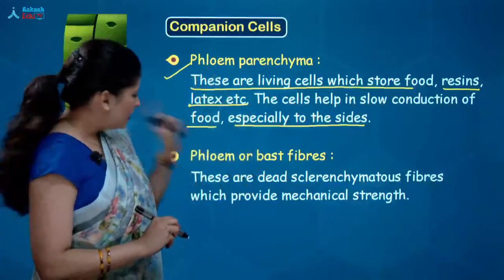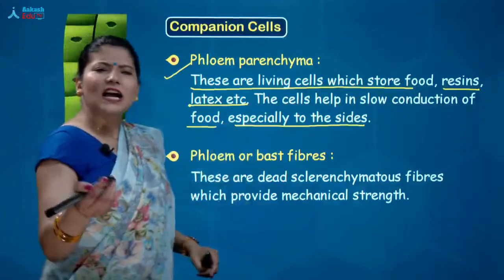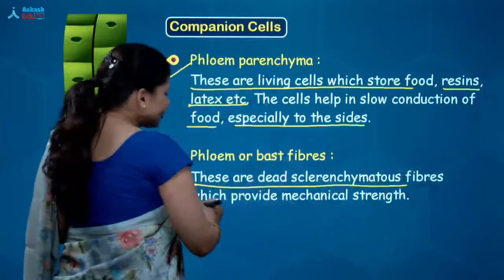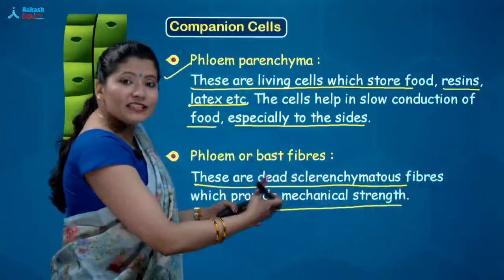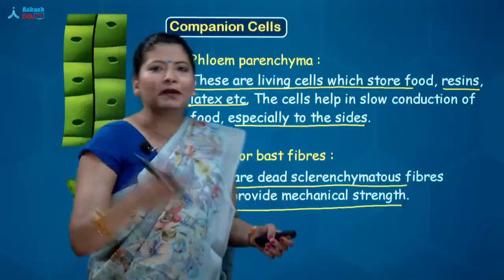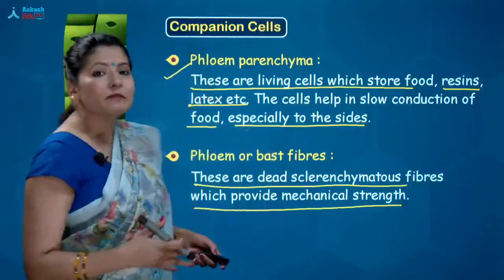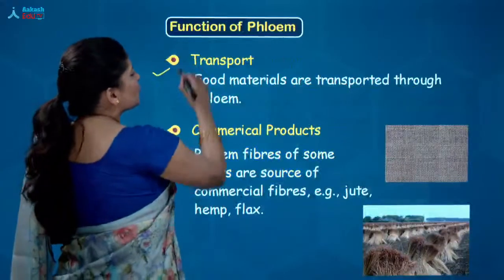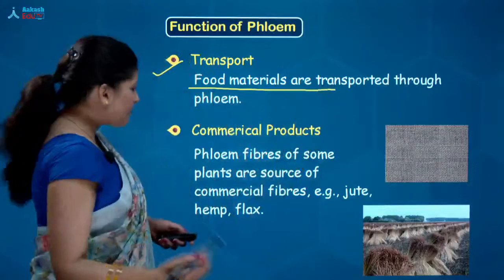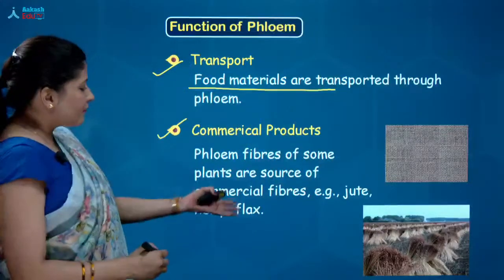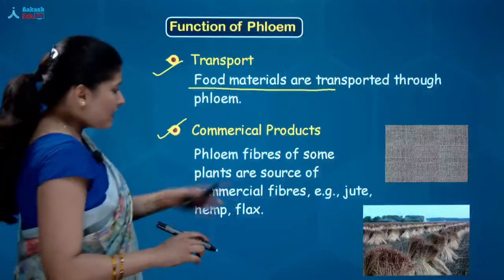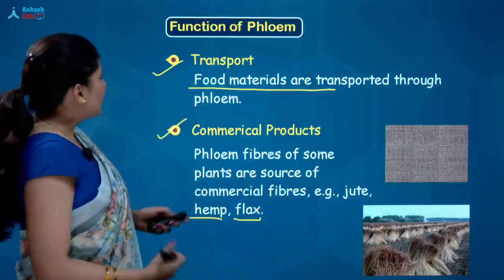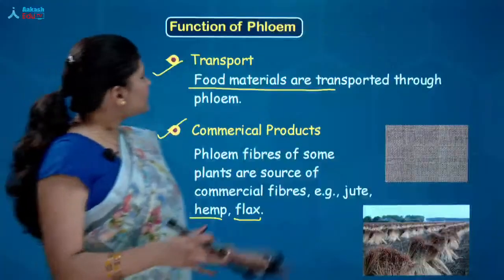Phloem parenchyma. Phloem or the bast fibers, these are the dead cells. These are the dead sclerenchymatous fibers which provide mechanical strength by being dead. So being dead, what will be their basic function? They provide mechanical strength. All right. So functions of phloem: it transports food materials through the phloem. Commercial products, that means certain fibers we obtain from the phloem fiber, that is jute, hemp, flax. Where do we obtain these from? From phloem tissue. So this is about the phloem.